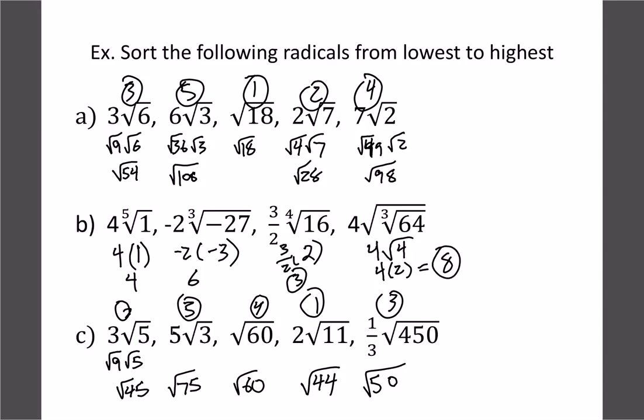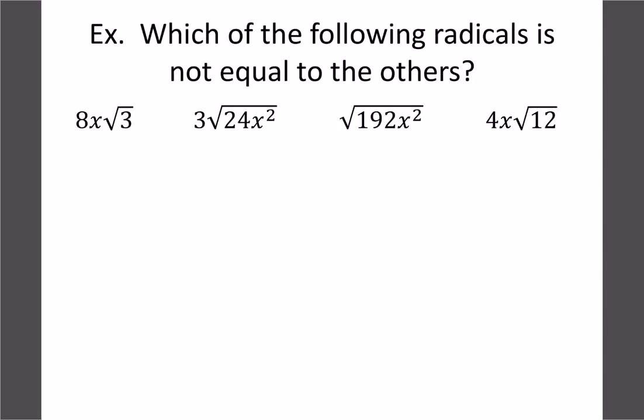So in this case, we actually have 8, 4, 6, and 3. So we could put those in order. The 3 would be first, the 4 would be second, the 6 would be third, and 8 would be the biggest. Okay, so sorting, usually the best case is just change them to entire radicals or simplify them as much as you can, and then you're good to compare.